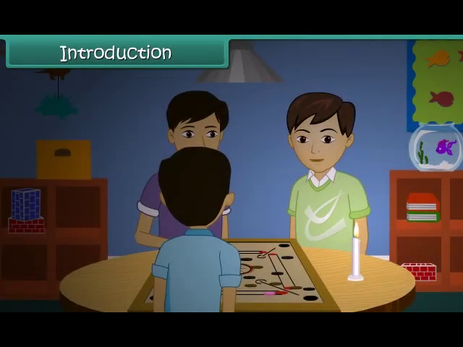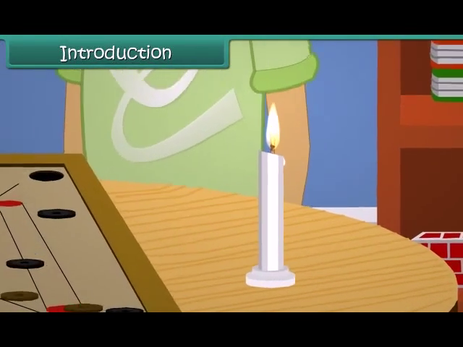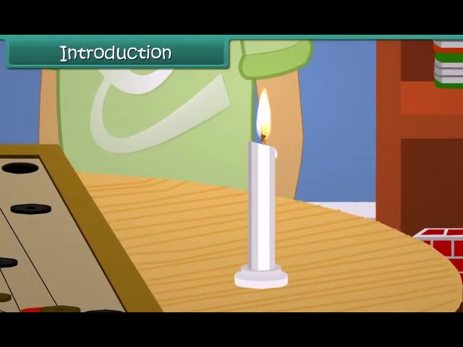Everyone had seen a burning candle, but today seeing the dancing flame was interesting. The flame is an interesting topic to discuss. In this lesson, we discuss about the flame and fuels.